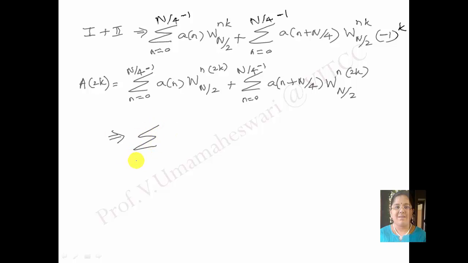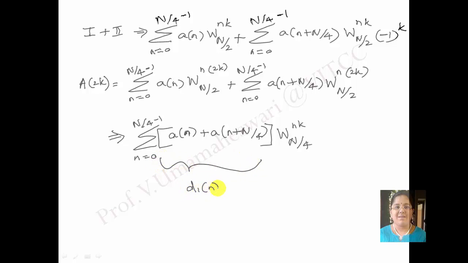Okay, so let us combine and we will get n equals 0 to n by 4 minus 1, a of n plus a of n plus n by 4, the whole into w n k to the base n by 4, because w 2n k to the base n by 2 will be w n k to the base n by 4. So I am introducing again a new signal d1 of n. So ultimately a of 2k becomes d1 of k.